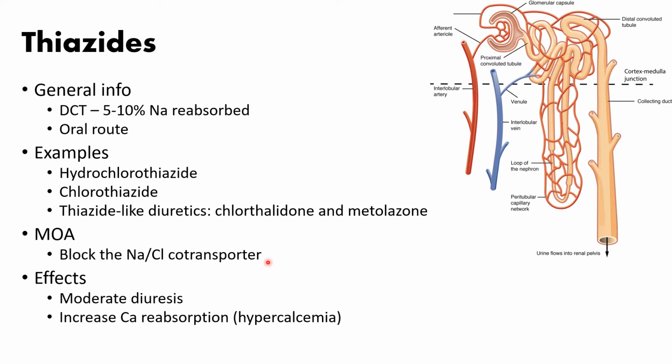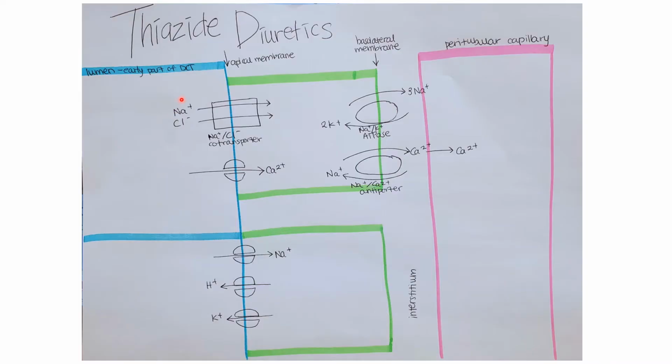So mechanism of action, we'll talk more about this in the next slide. Basically, thiazides block the sodium chloride co-transporter, and by blocking this, we get moderate diuresis, so moderate amounts of water loss through the urine. And we also get increased reabsorption of calcium, which can lead to hypercalcemia. Again, we'll talk more about this in the next slide. Alright guys, so now let's discuss the mechanism of action of thiazide diuretics.